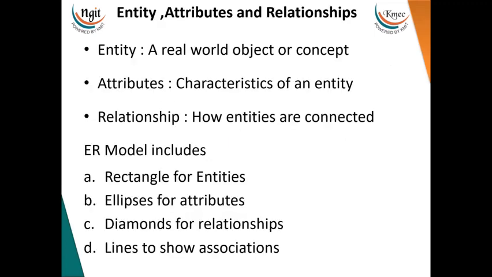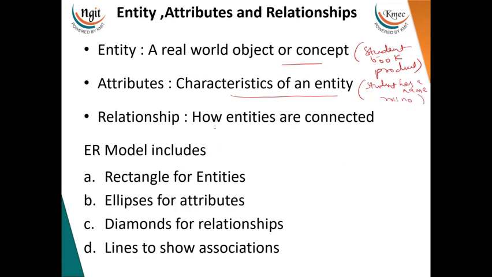Next we'll see entities, attributes, and relationships. Let's try to break down each. An entity is a real world object or concept. For example, a student or a book, or any product can be an entity. An attribute is a characteristic of an entity. Already we took the entity as a student, so what does a student have? A student has a name, so this can be an attribute. And a student can have a roll number, etc.